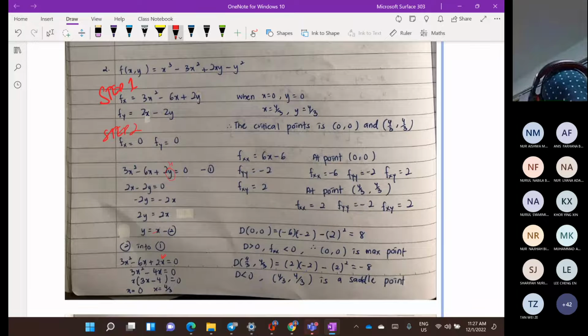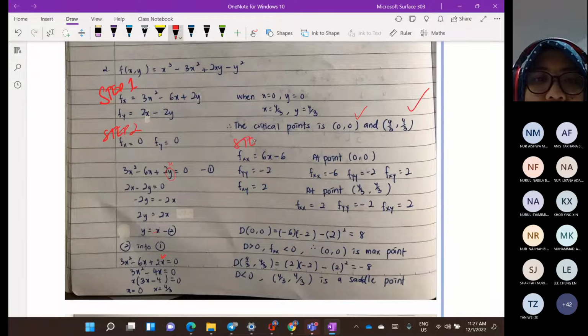Okay, so integrate 1 over x. Tengok. Number 2. Tetapi kalau kita integrate 1 over x, 0, 4 over 3, okay. So critical points are 0, 0, okay, 4 over 3, 4 over 3, good. And then step 3, so this is your step 3. fxx, fyy, fxy, okay. At point 0, 0, at point 0, 0.